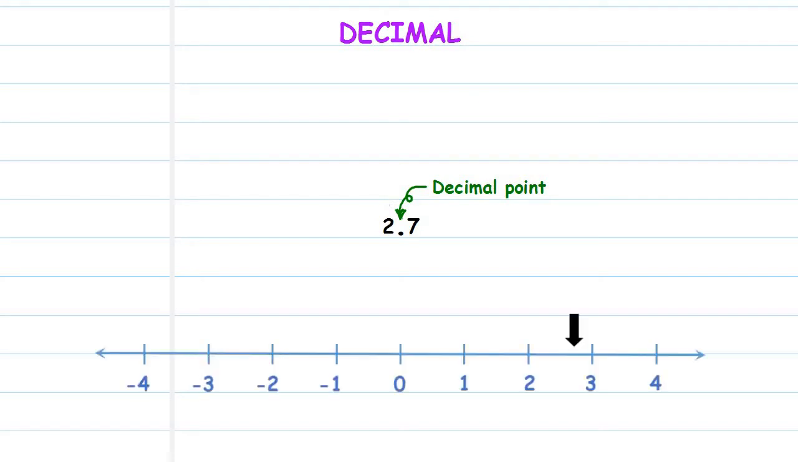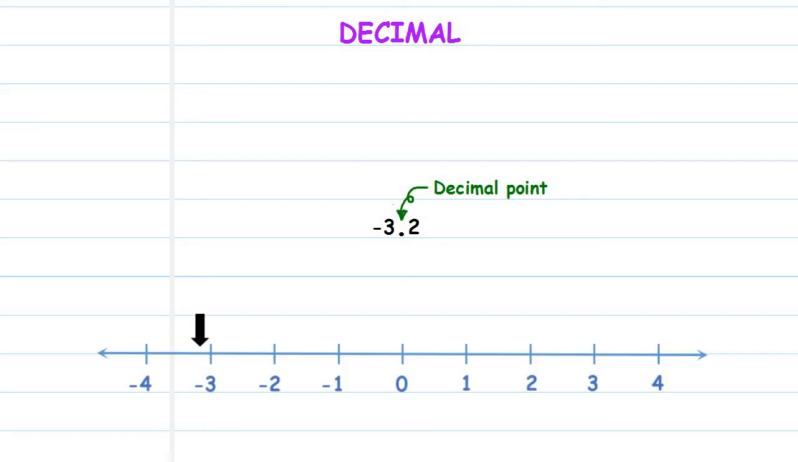How about 2.7? This is also a decimal, and the decimal point is in between the number 2 and the number 7. 2.7 lies in between the whole number 2 and the whole number 3. So it's larger than 2 but still smaller than 3.